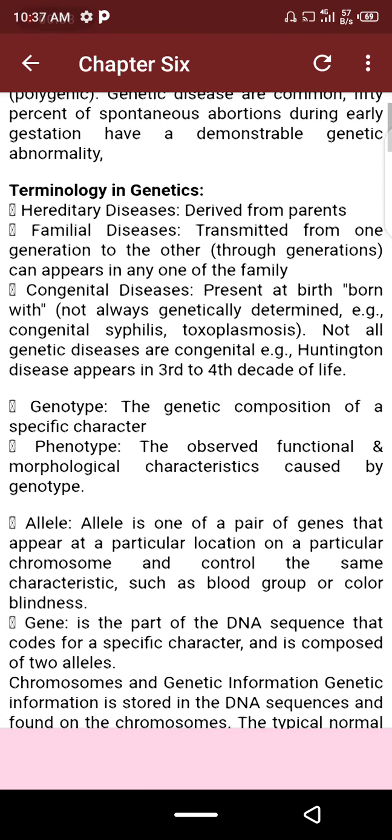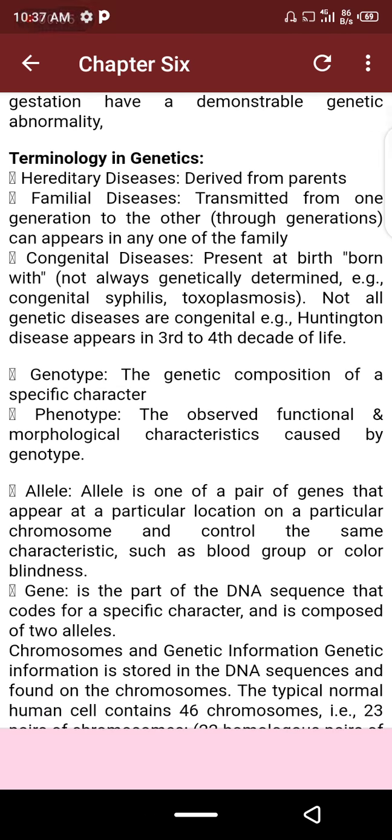Now I am coming to discuss with you terminology in genetics. Hereditary disease is derived from parents. Familial disease is transmitted from one generation to the other through generations and can appear in any one of the following. Congenital disease is present at birth, born with, and not always genetically determined, e.g. congenital syphilis, toxoplasmosis. Not all genetic diseases are congenital, e.g. Huntington disease appears in the third to fourth decade of life.